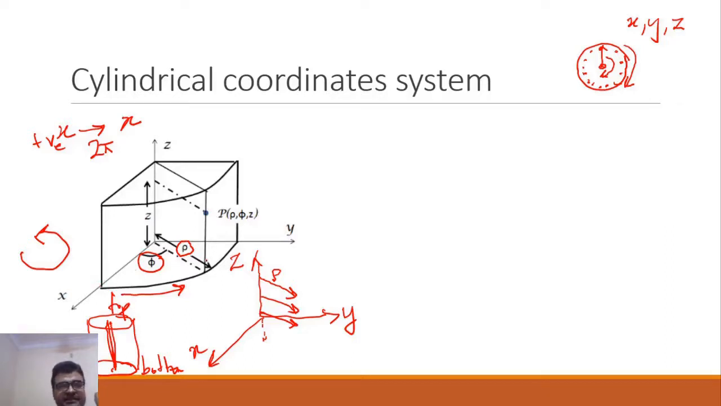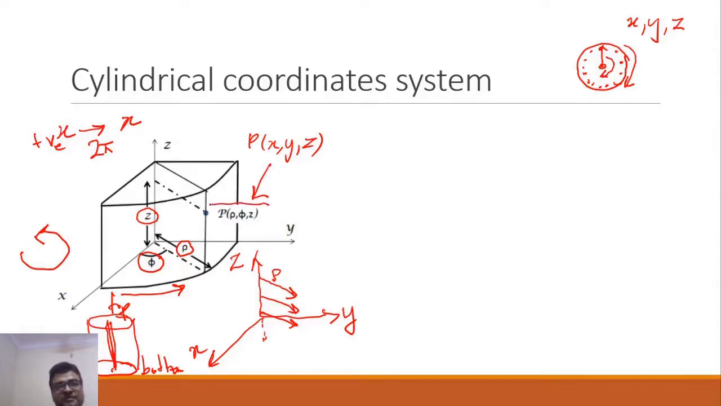And the last thing that is left is to connect the top circle and the bottom circle. We need some vertical length, and this vertical length is denoted by the z coordinate. So rather than having a point P represented by x, y, z, this time we have a point P located by 3 different dimensions, that is rho, phi and z.